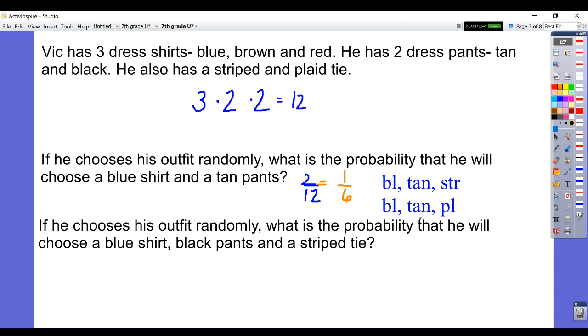And then if he chooses his outfit randomly, what's the probability he's going to choose the blue shirt, the black pants, and the striped tie? Well, that particular combination, blue shirt, black pants, striped tie, is only 1 out of the 12. All right, and again, I want to be clear that you could also have listed all the possibilities up here, might make finding these probabilities easier.